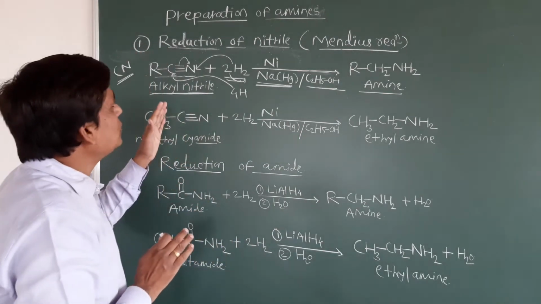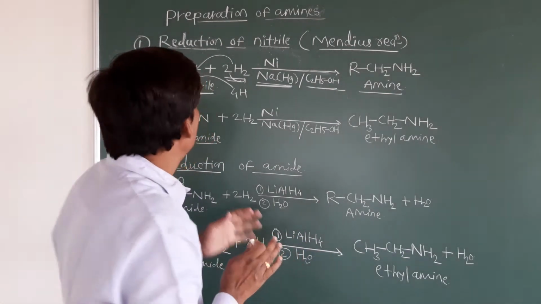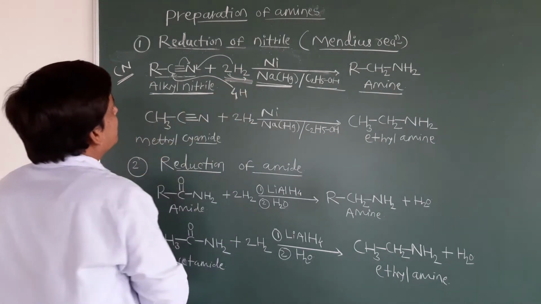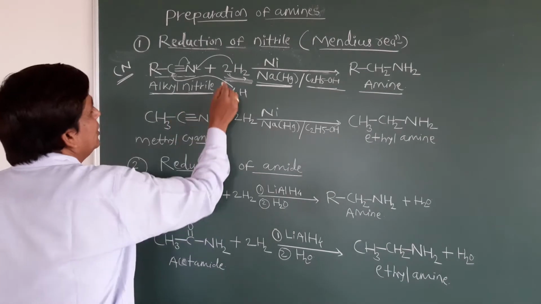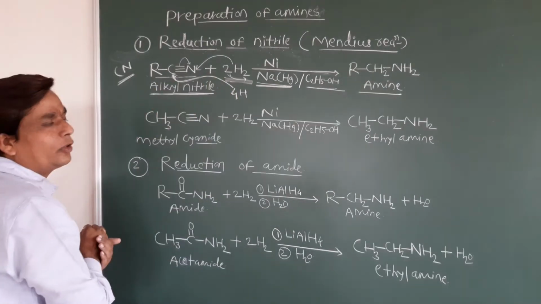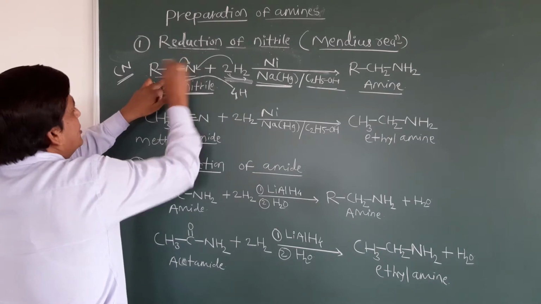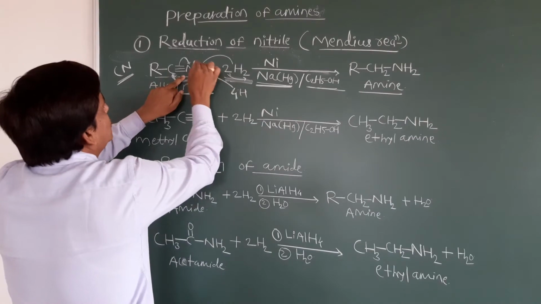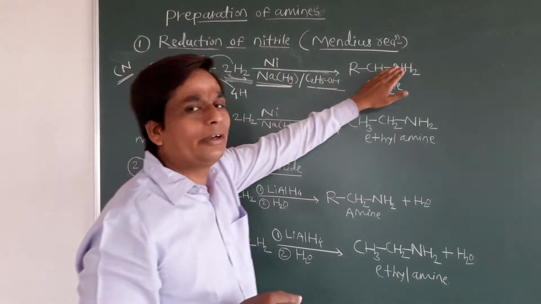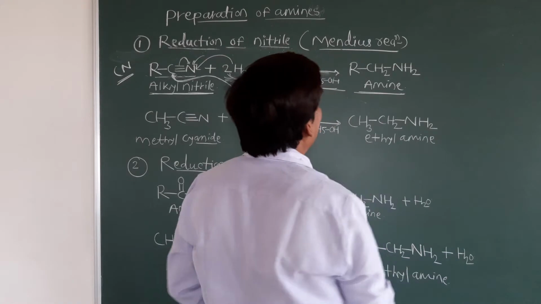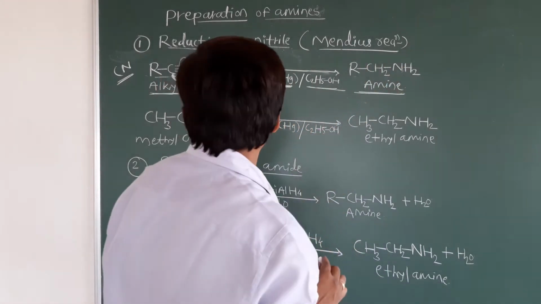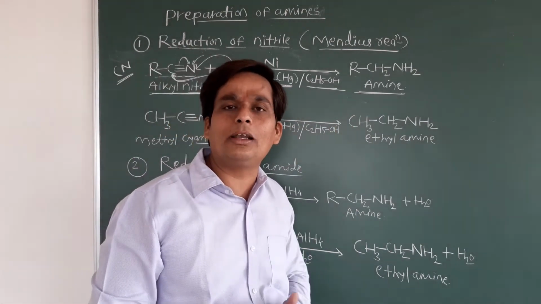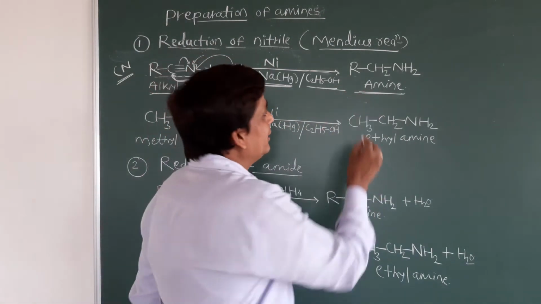Students, you know that reduction is nothing but addition of hydrogen. Here I am taking 2H2, meaning a total of 4H. Out of these 4H, 2 hydrogens get attached to this carbon, so the pi bond shifts. Now this carbon converts into CH2, and the remaining 2 hydrogens attach to the nitrogen, converting it into NH2. So we get the amine R-CH2-NH2. Now clear? So alkyl nitrile undergoes reduction in the presence of nickel and sodium amalgam, and we get an amine.